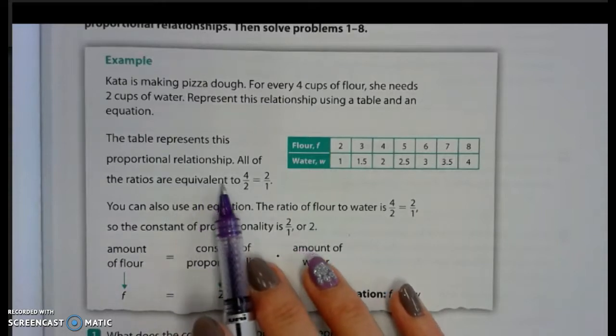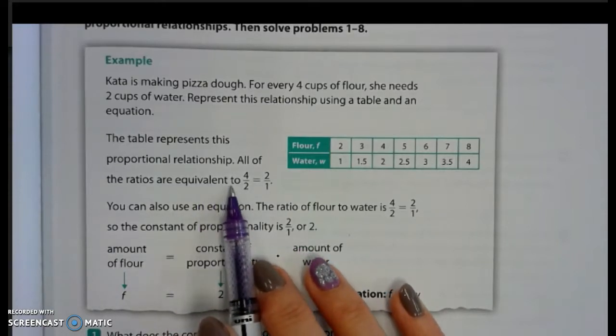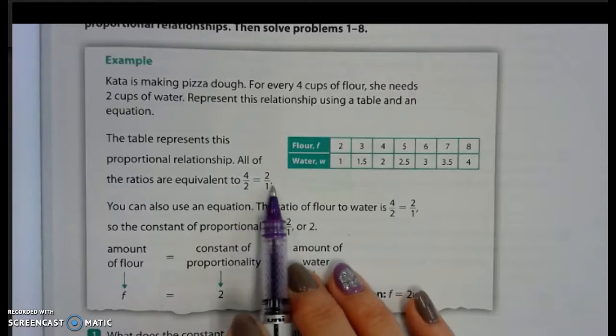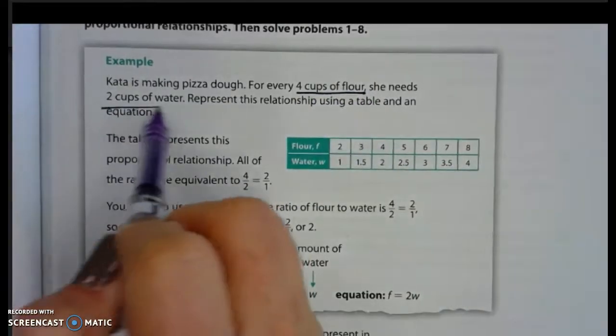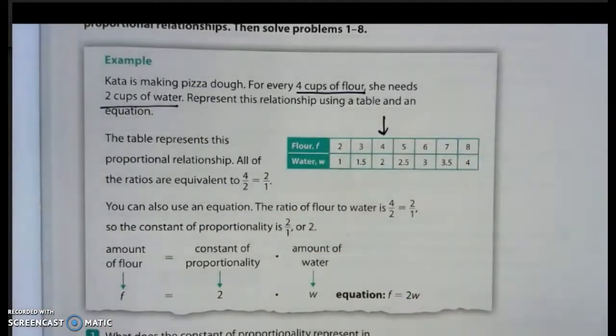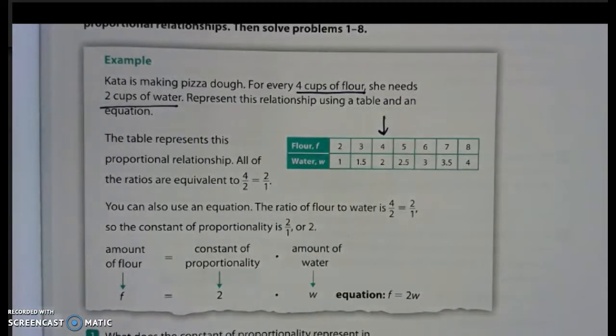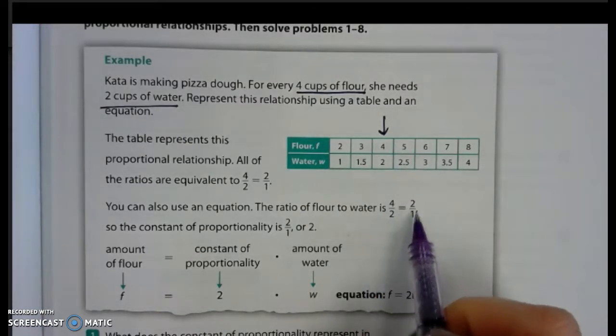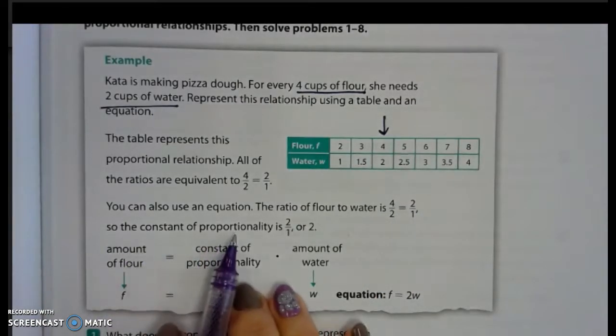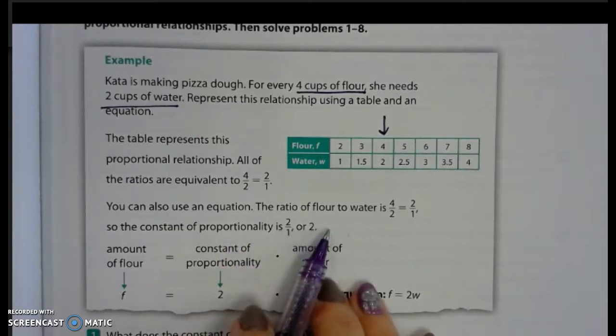Now, all of the ratios are equivalent. There are 4 over 2 or 2 over 1. They presented it to you as 4 over 2, which would have been here in your table. Okay, you can use an equation. The ratio of flour is 4 to 2 or 2 over 1. The constant of proportionality is 2 over 1 or 2.